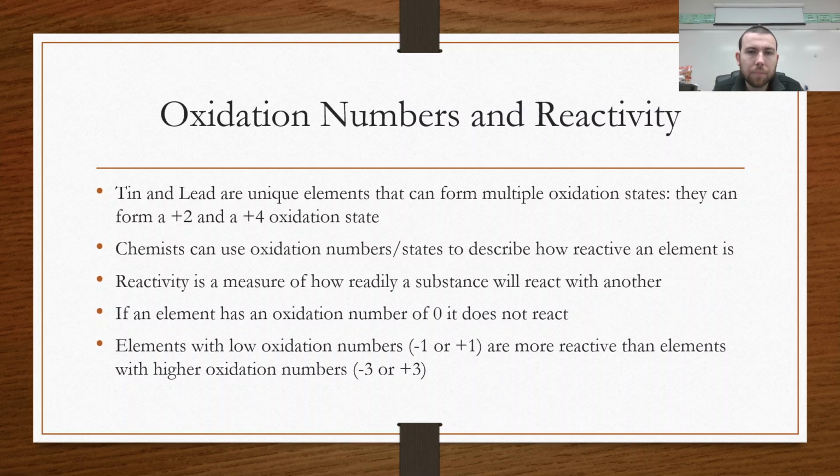Okay, so oxidation numbers that are closer to 0, that means that it's going to be more reactive. The farther away from 0 you get, the less reactive it's going to be.